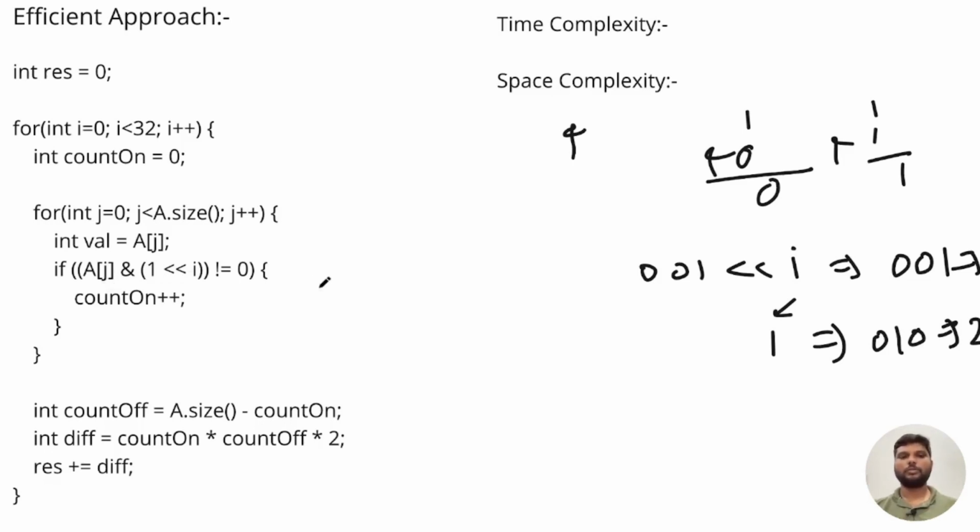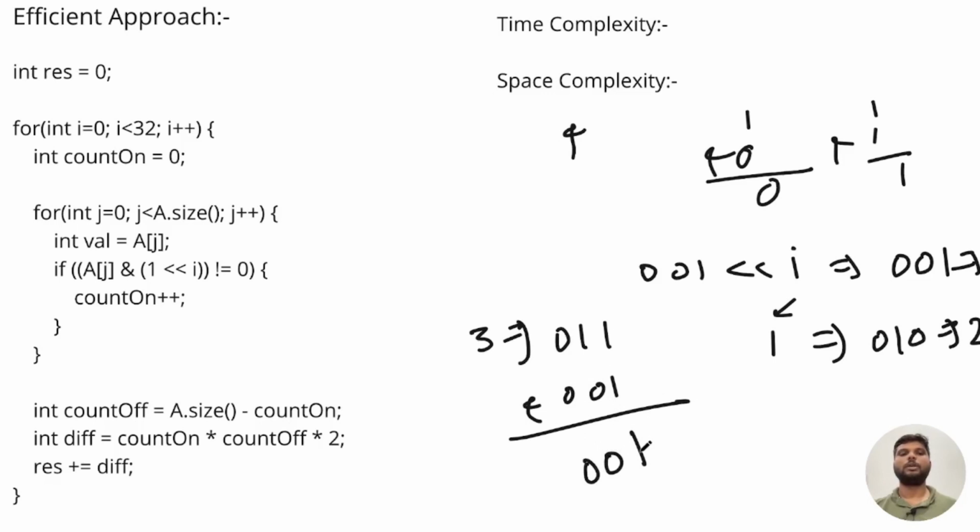So suppose the number is 3, its binary representation will be something like 0 1 1. To count which bits are set, we will bitwise AND with 1 left shifted by i. So i will be 0, and 1 left shift 0 will be 1 only. The binary representation of 1 will be 0 0 1, and we will do bitwise AND. Both these bits are set, so it will be 1, this will be 0, this will be 0. So we get that the ith bit, which is the 0th bit, is set.